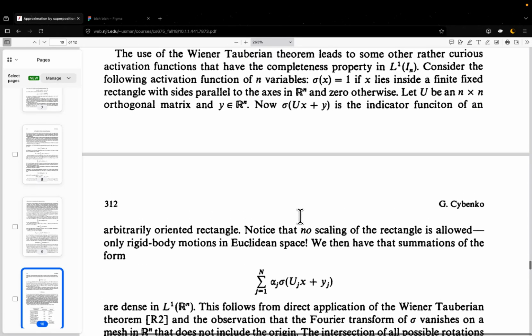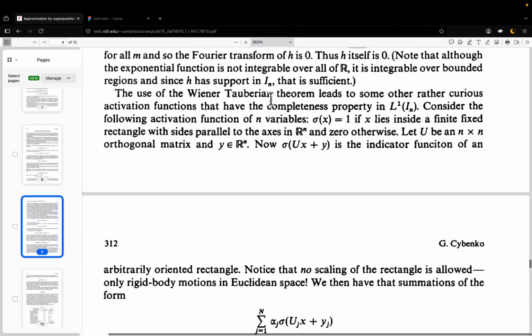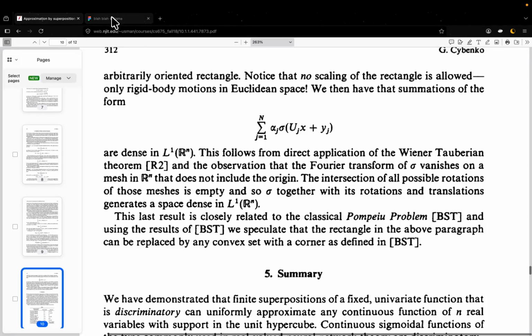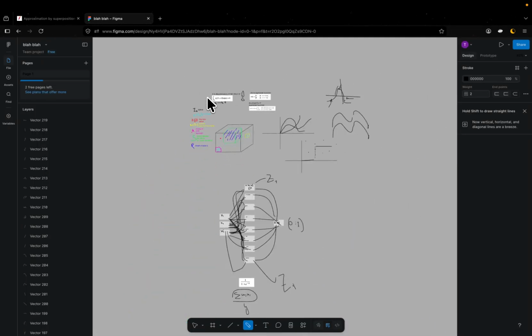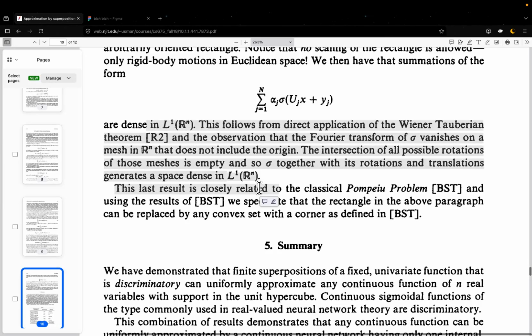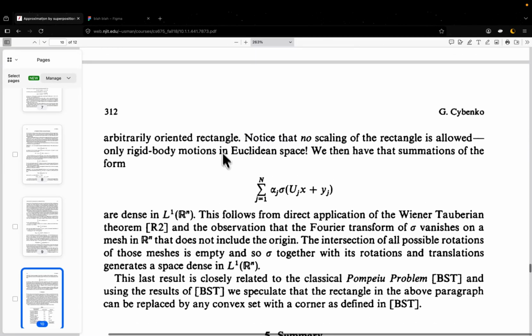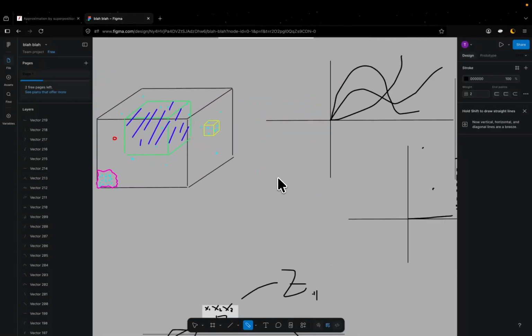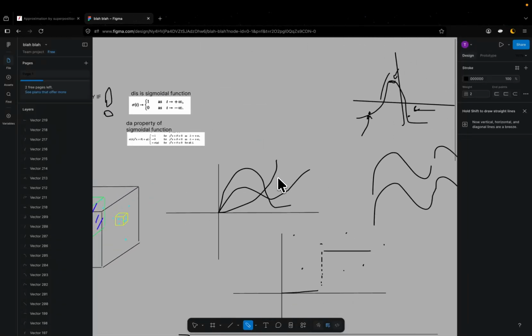The use of this theorem leads to some other classes of activation functions that have completeness. Consider the following activation function of variables. But basically I'm going a bit farther from this paper, because I don't want to dive extremely in depth. It's not extremely complicated, he's just proving that activation functions can approximate decision functions.